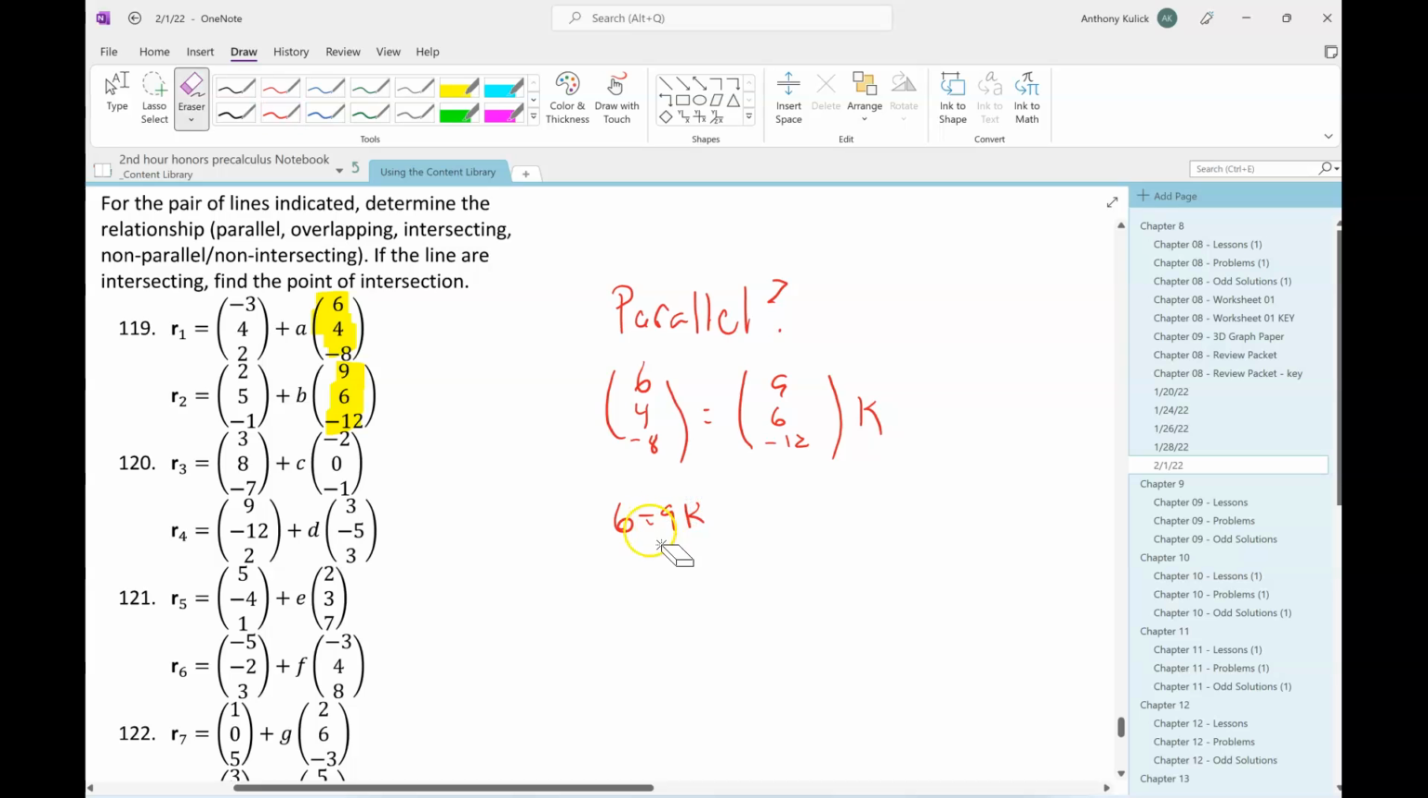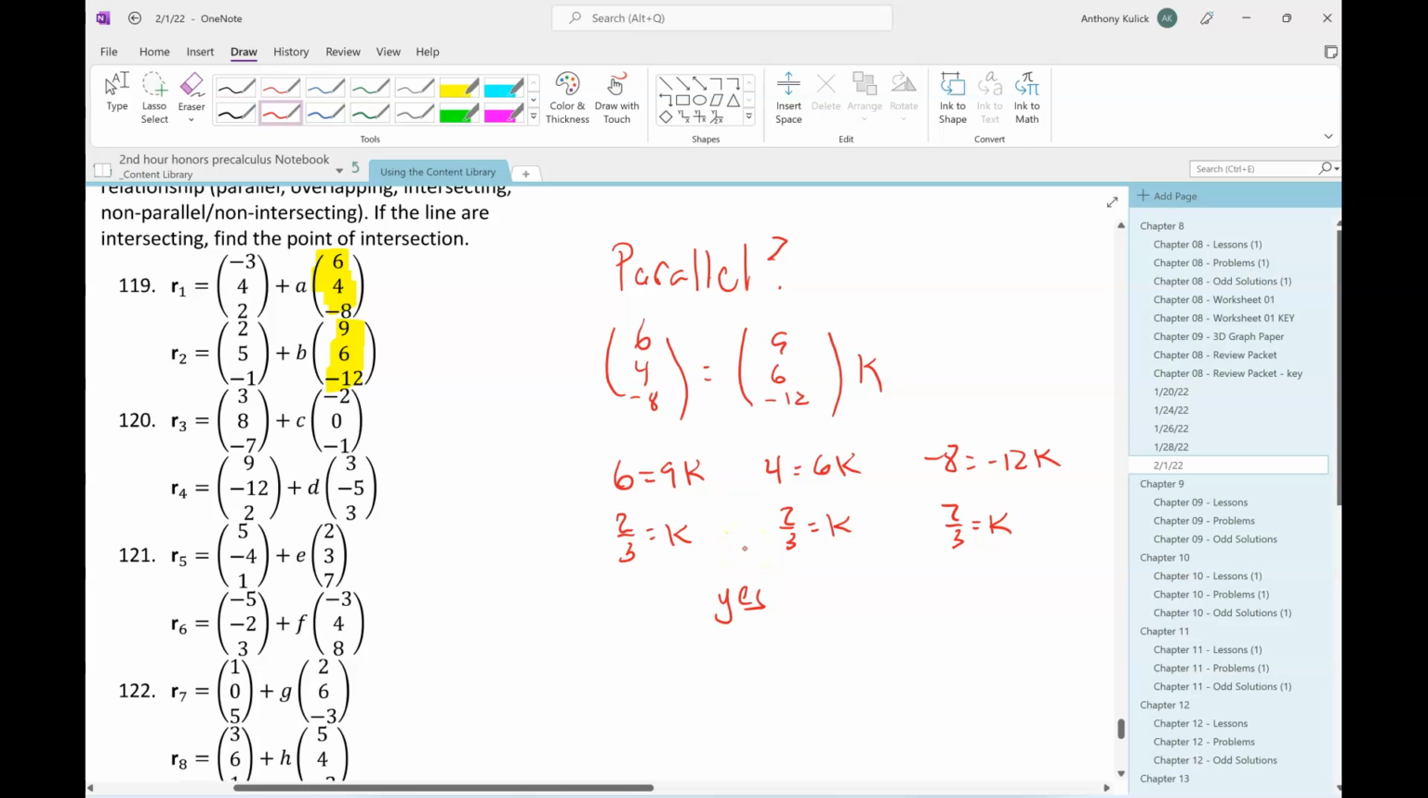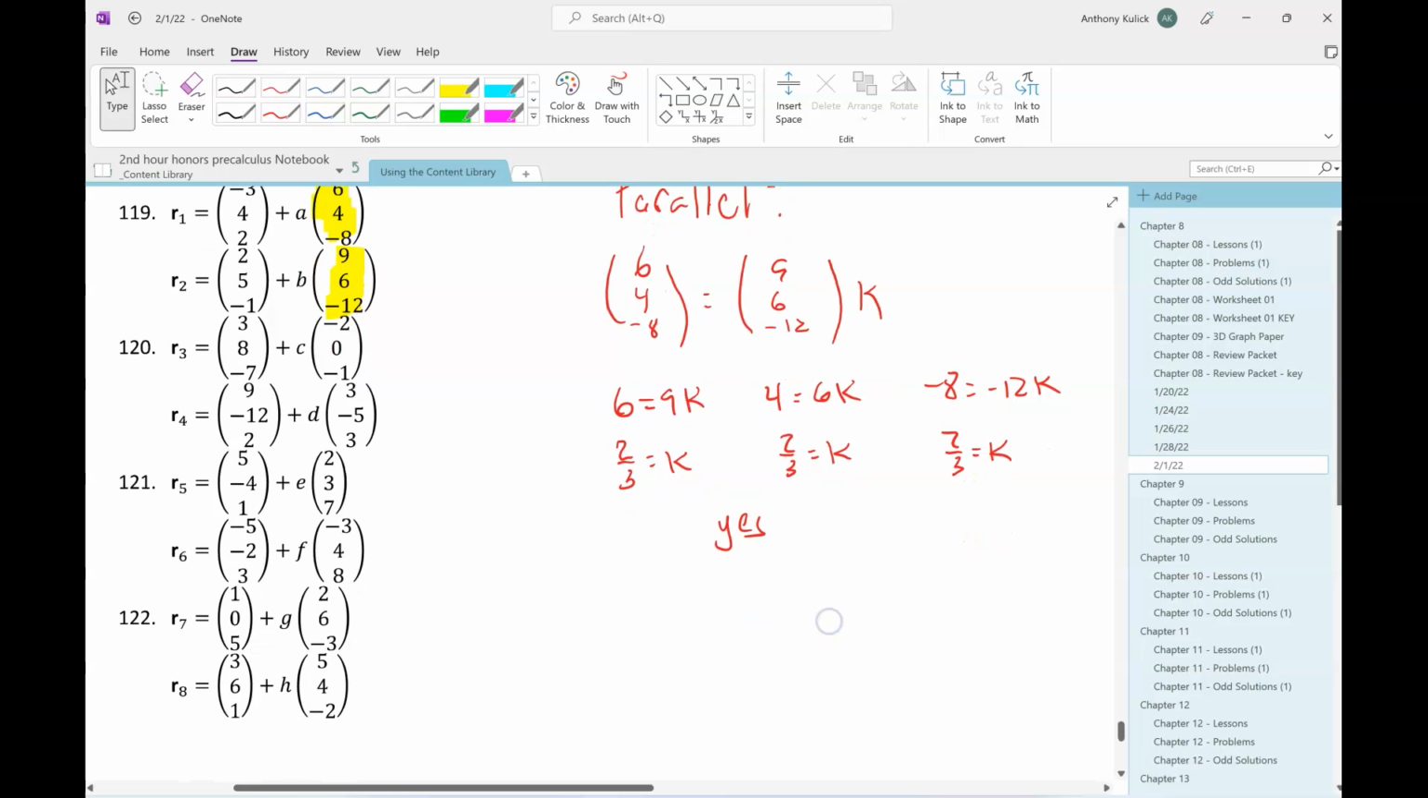So basically all I'm doing is solving 3 separate equations, one for each component. And when I do that, I get the same value for k each time, 2/3. Does that feel okay, Nat? Okay. So yes, these lines have parallel direction vectors, or the same direction vector ostensibly.